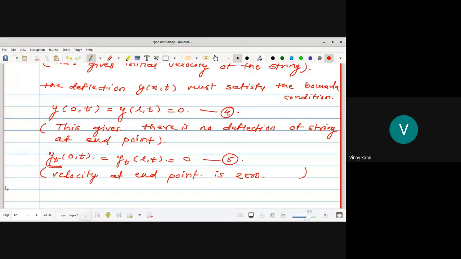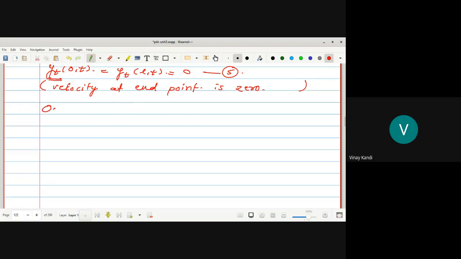Find the solution of equation 1, that is the second order partial differential equation, subject to the conditions 2 to 5. We have to find the solution of equation number 1 which satisfies all these initial and boundary conditions. Now our aim is to find the solution of equation number 1, the second order partial differential equation, subject to the conditions 2 to 5.